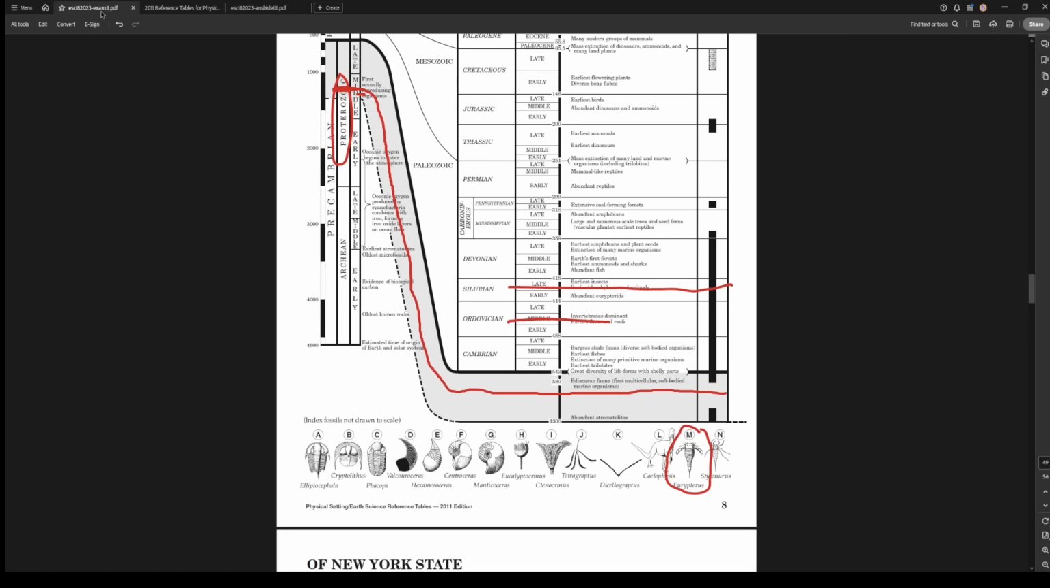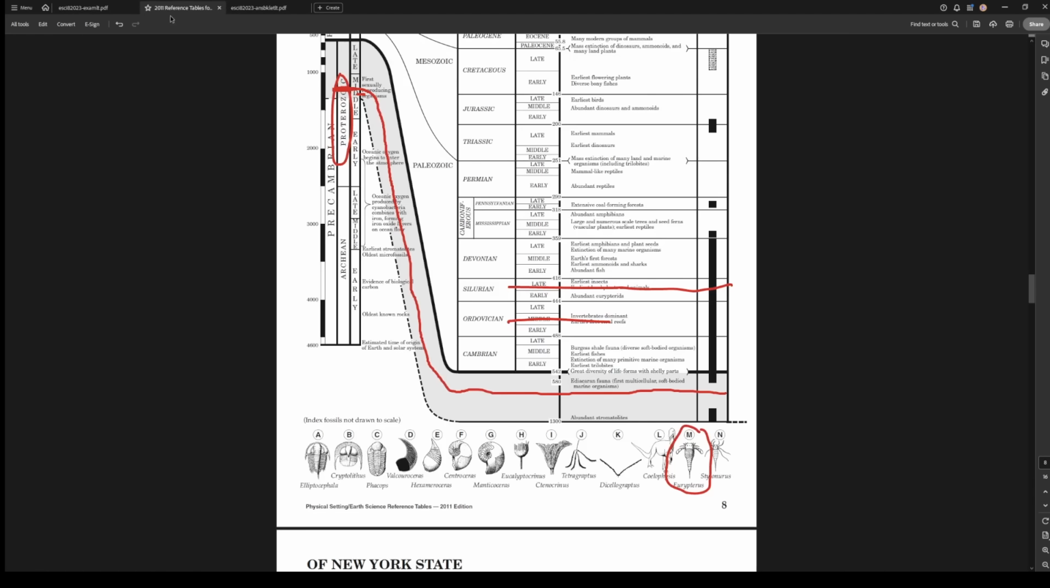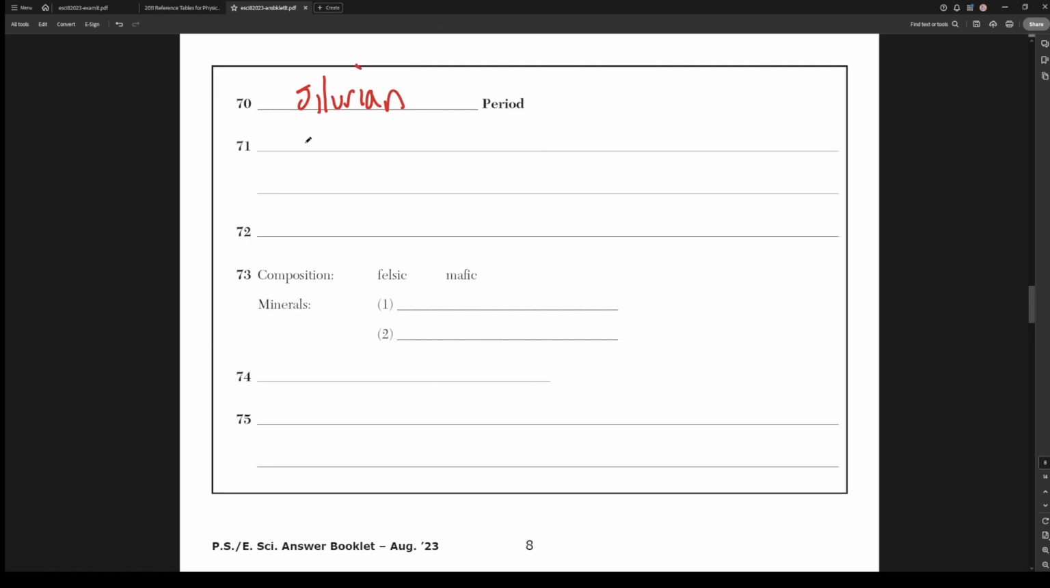Okay, 71. Describe one characteristic necessary for this fossil to be classified as an index fossil. Index fossils need a large geographic area or exist for a short time period. That you just have to remember.